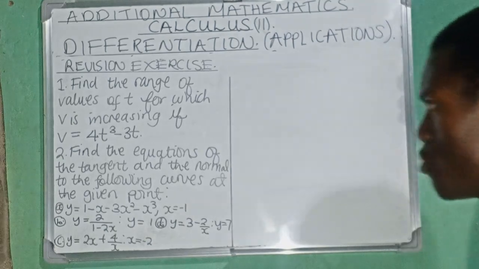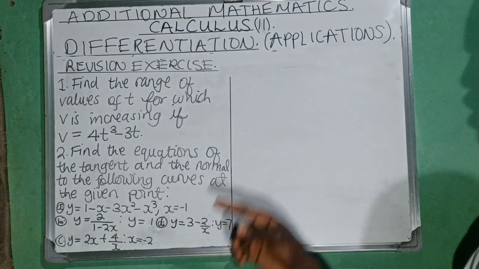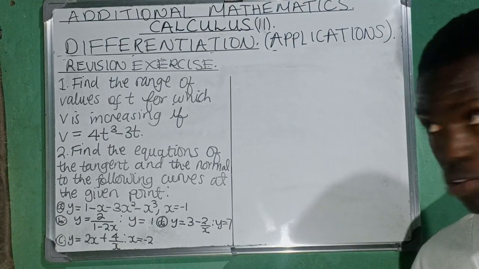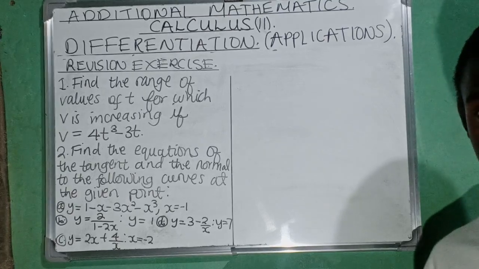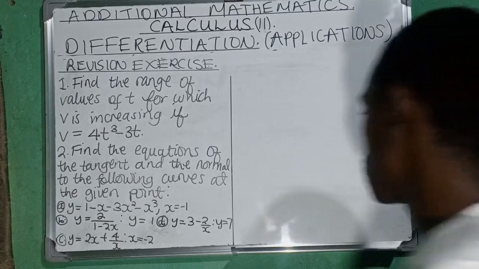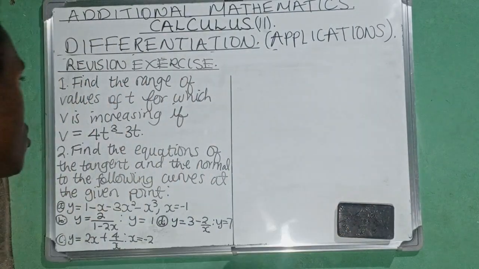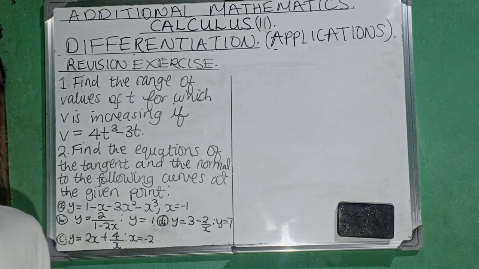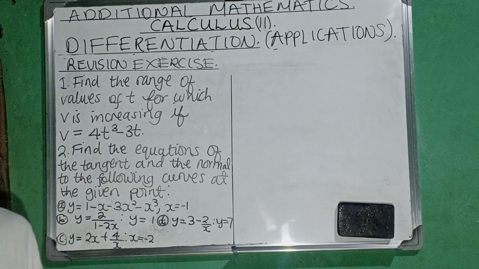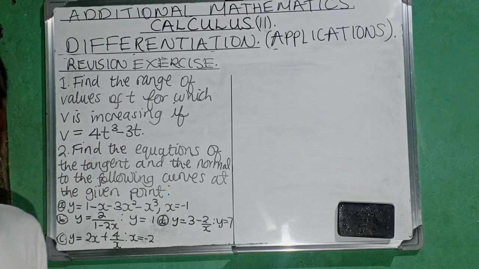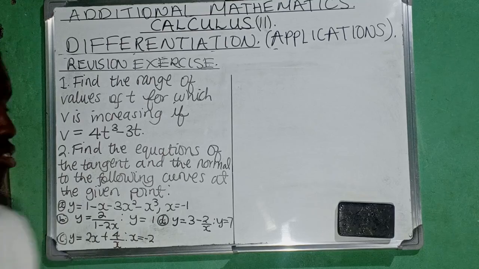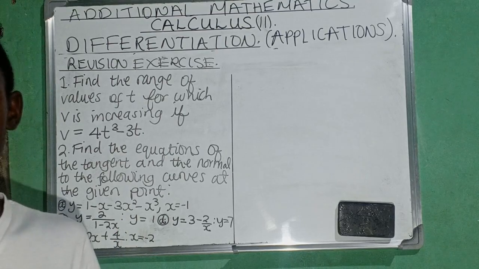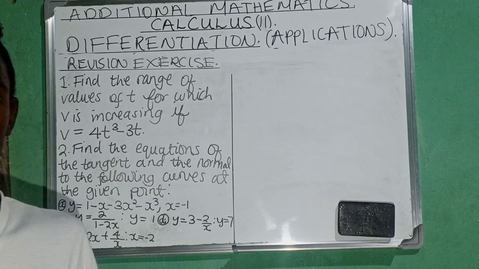Question 1 reads, find the range of values of t for which v is increasing if v is equal to 4t cubed minus 3t. Okay, so when you see a question like that, the first thing you should think about is that to know the range of values of t where it is increasing, you first need to differentiate. Because when you differentiate and then set dv/dt equal to 0, you are going to find what we call stationary points.